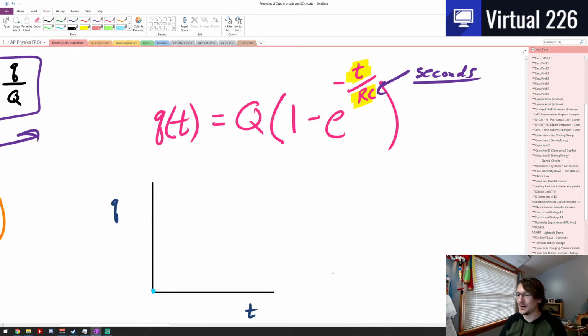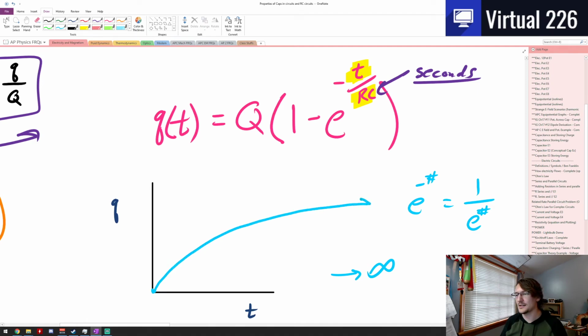But as time ticks out, and it's nice to do this till time hits infinity, when time hits infinity here, e to the negative exponent is really like saying 1 over e to that number. So 1 over e to the infinity is essentially 0, and 1 minus 0 is just 1. So our graph's actually going to look like this. And as time approaches infinity, the charge we're going to have here is just big Q, because it's going to be Q times 1 minus 0, and that's all we're going to have there.